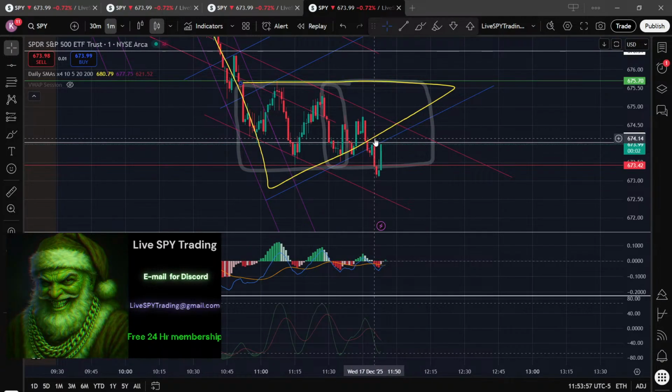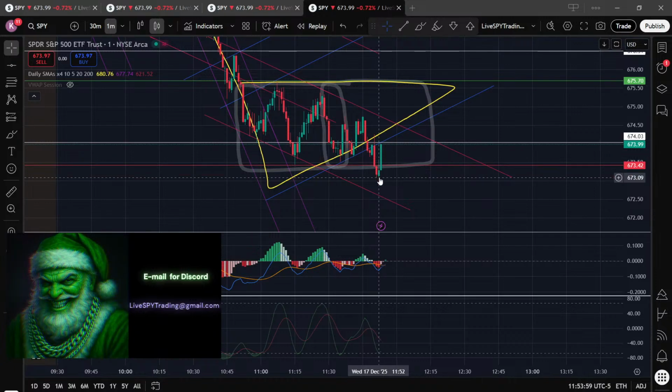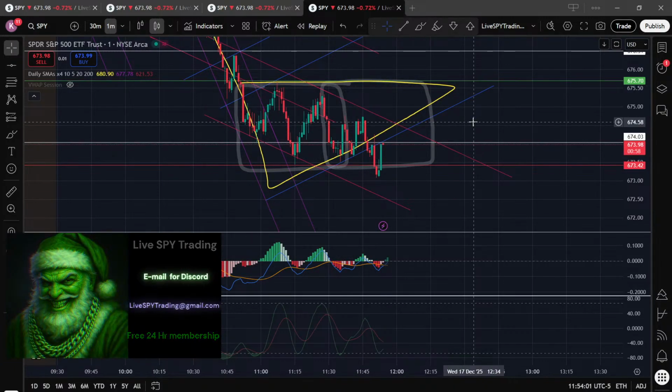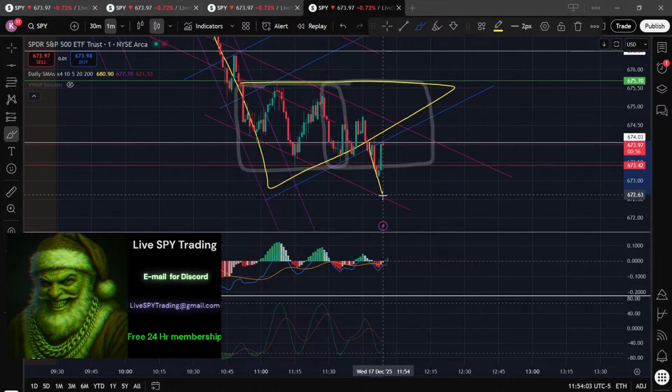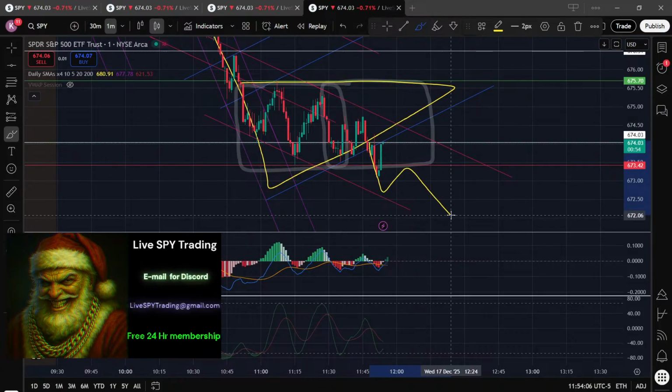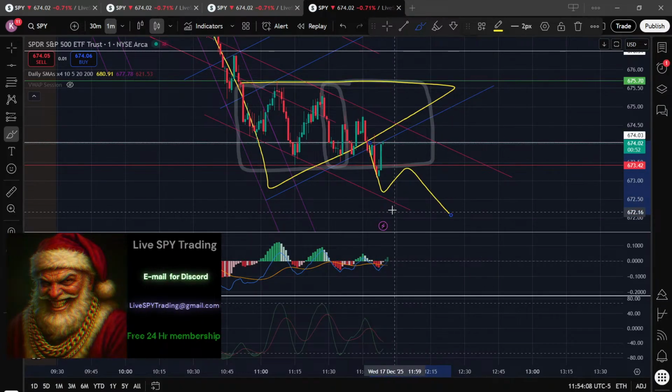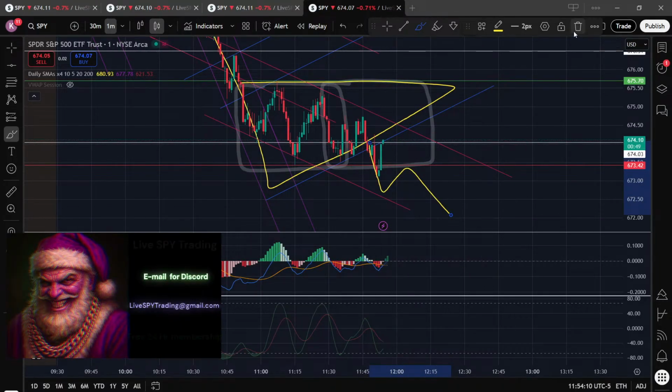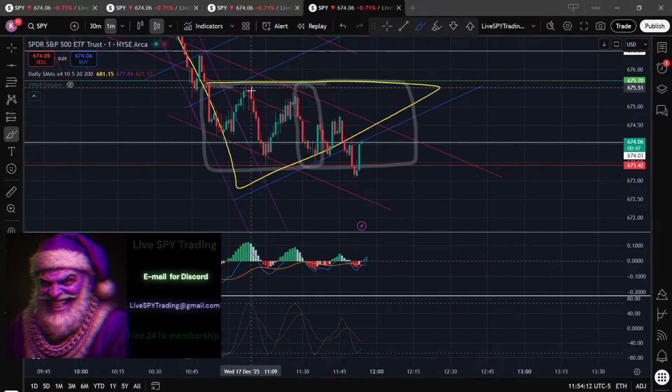Okay, this is why we protect against the liquidity grab. How do we protect against it? By waiting for the break, the retest, and the reject. This is why we wait for that. We're still in this liquidity box, right?